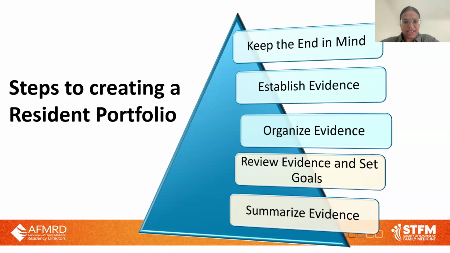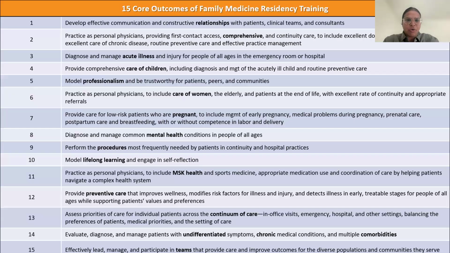So when you want to keep the end in mind, what is the ending in this situation? The ending in this situation is our 15 core outcomes, right? So we know that at the time of graduation, we want to be able to say that the residents can be independent and competent in all 15 of these outcomes. And as a program, we're going to now be required by the end of next year to attest to all 15. So keeping this in mind, we want to make sure that everything that we're doing around the portfolio is going to help us with this end goal.